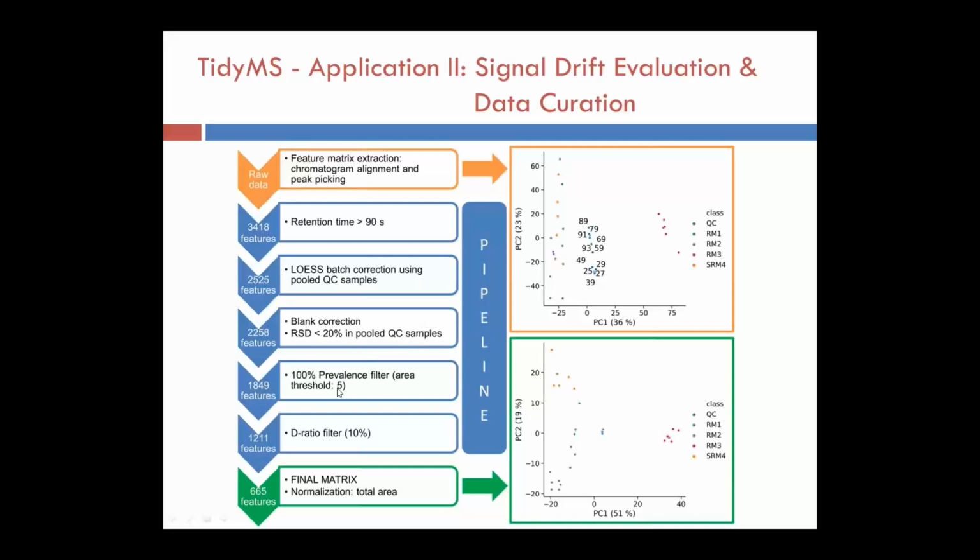And then we applied a 100% prevalence filter within each class of the study samples, and a subsequent D ratio filter to retain most biologically relevant features. And at the end, we end up with the final matrix composed of 665 features. And after normalizing for total area, this is the final PCA score plot in which we can see that the pooled QC samples cluster tightly in the center of the score plot.